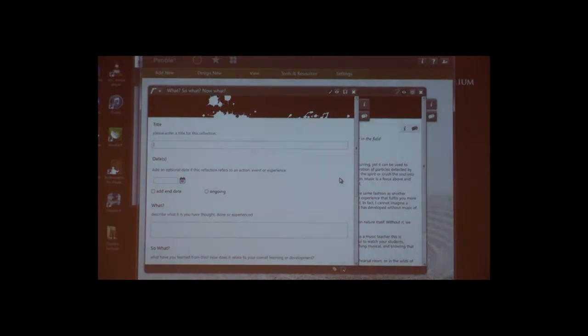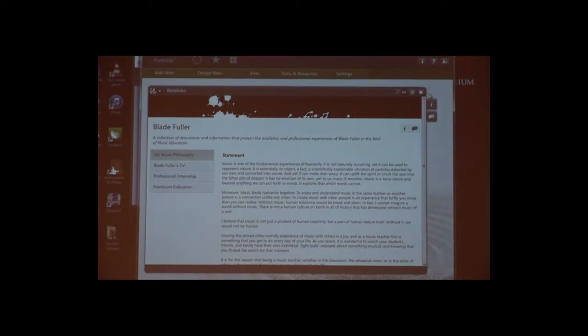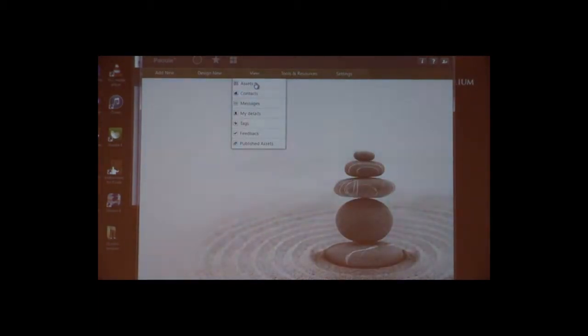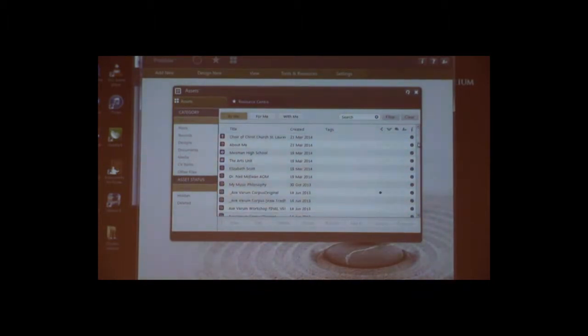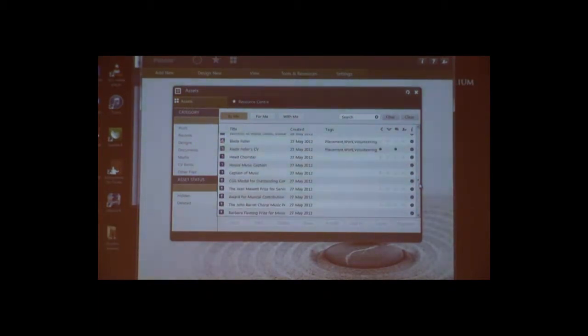Once you've created one of these assets, as they're called, they all end up in this little asset store. So I've got, for instance, a music philosophy, which is a statement, and they're all organised with these little icons here. So these are referees here, jobs that I've had, files that I've uploaded, and then down here is various prizes and things that I've input the details of.